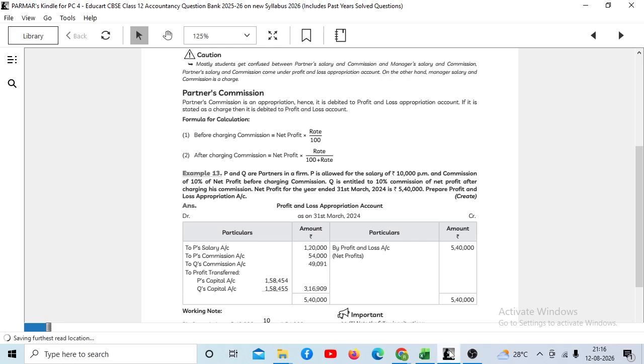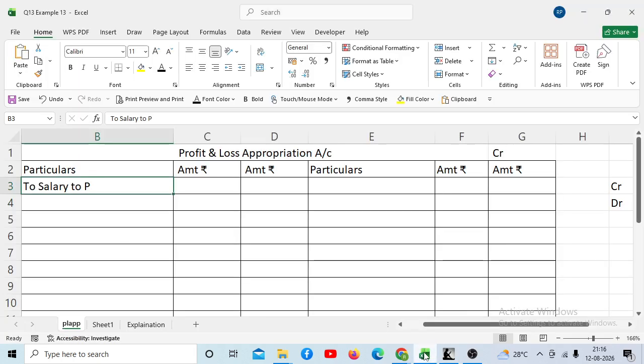And in the question it is given that it is 10,000 per month. So in a year there are how many months? 12. So multiply that 10,000 by 12 and tell me what will be the answer. 10,000 into 12 is 1,20,000. Fine. Any doubt in this?